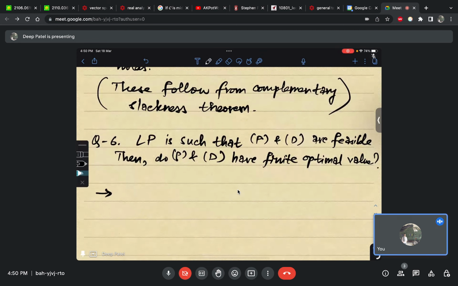This should be true, right? Yeah, and why is that? The LP is such that primal and dual are feasible, so they have finite optimal values. Yeah, that should be by strong duality. Yeah, that's right.